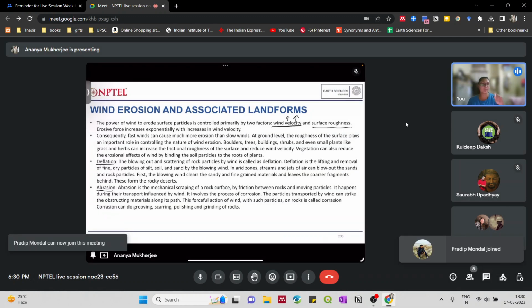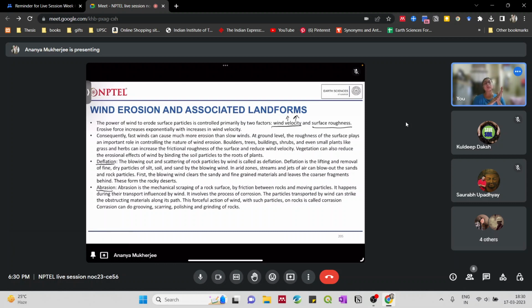Okay, so abrasion is nothing but the frictional action between the sediments that are carried by the wind and the obstructing surface. There is friction, and when the sediments are moving across the surface, they scrape the surface of whatever outcrop is present there. This happens when sediments are being transported by the wind.